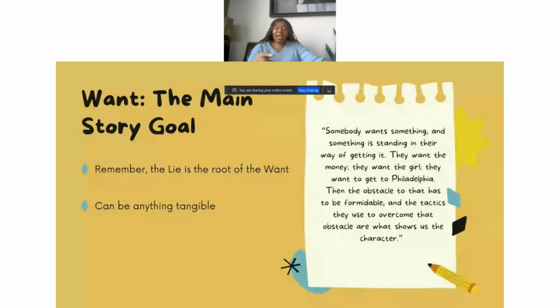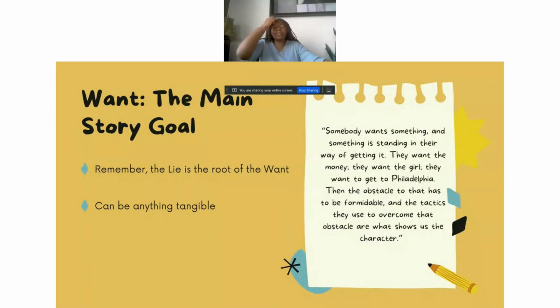And I really like the way, I forgot to put his name, but Aaron Sorkin, one of the best screenwriters of all time, really puts it this way. Somebody wants something, and something is standing in their way of getting it. They want the money. They want the girl. They want to get to Philadelphia. Then the obstacle to that has to be formidable. And the tactics they use to overcome that obstacle are what shows us the character.